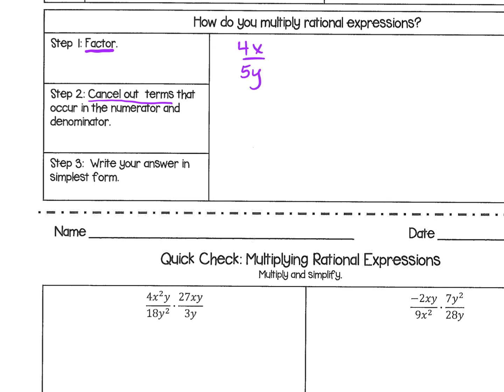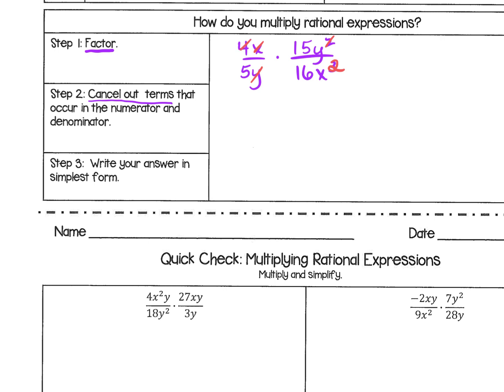4x over 5y times 15y squared over 16x cubed. So, step one would be to factor. There's really no factoring here, is there? Then we go to step two and we say, can we cancel terms out? What terms can I cancel, guys? A y and an x. Okay, so we can pull a y out here and this goes. I can pull an x out here and this becomes an x squared. What about numbers? Numbers go too.